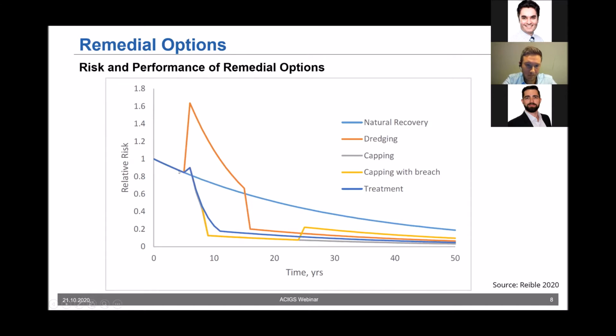When you do the capping, you will have an immediate risk reduction from the point when you put the cap on top of the sediments, because you don't have any spreading of the sediments. You just place a layer and you will have a chemical isolation, which reduces our risk to a very low level. You might have breaches over the years, but then the relative risk slightly rises and then goes back to a low value.